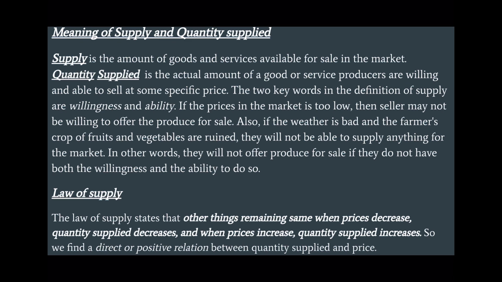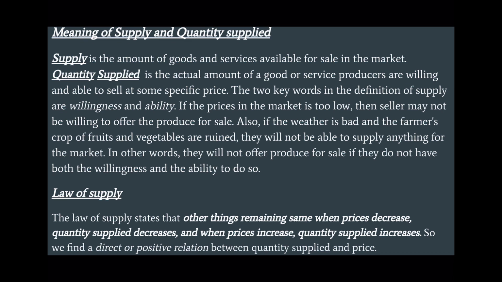If the price in the market is too low, then sellers may not be willing to offer the product for sale. Also, if the weather is bad and the farmers' crops of fruit and vegetables are ruined, they will not be able to supply anything to the market. In other words, they will not offer produce for sale if they do not have both the willingness and ability to do so.